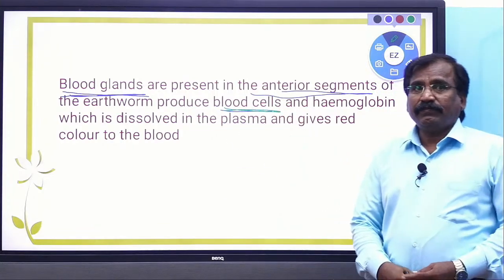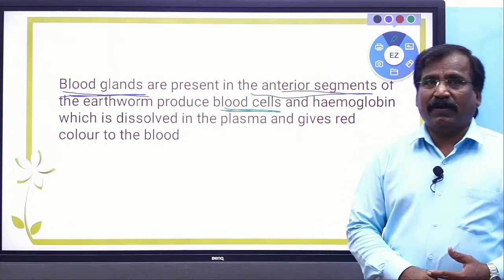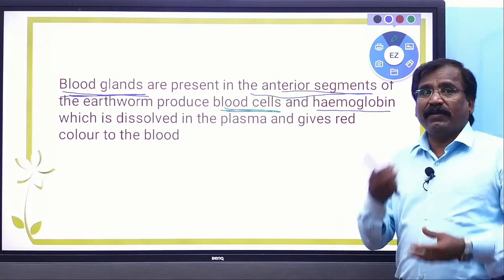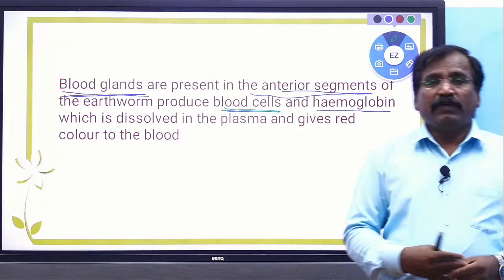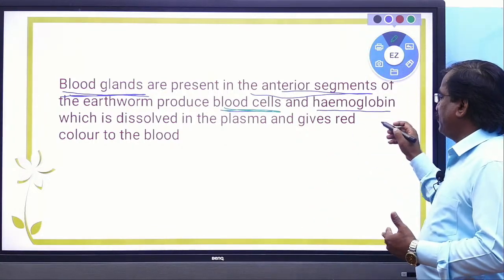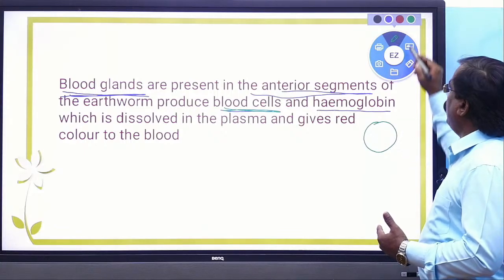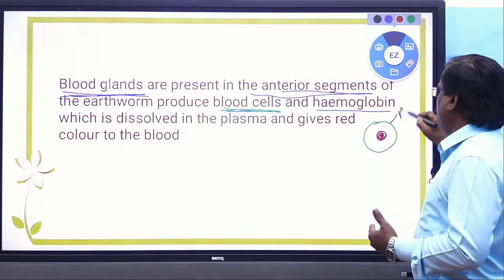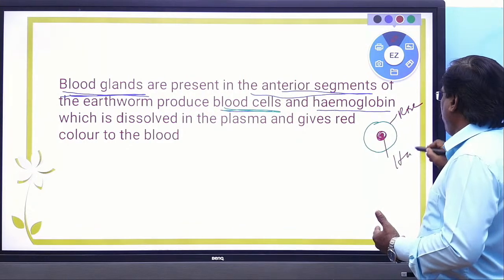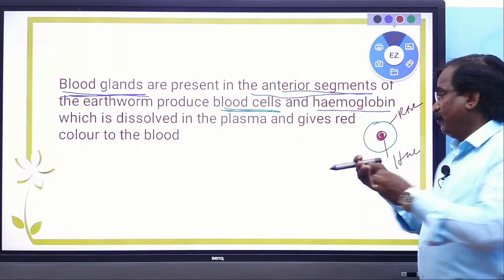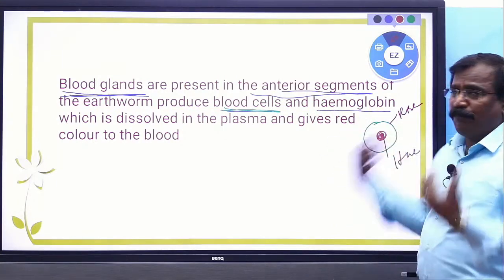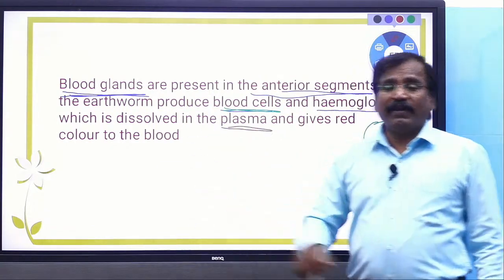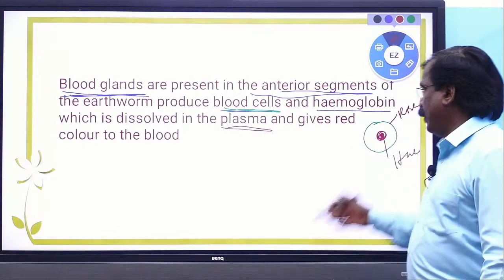And here the respiratory pigment in the earthworm is called hemoglobin, which transports the oxygen. In our body, the hemoglobin is lodged in the RBC. This is RBC. Inside the RBC, the hemoglobin is located. But here the pigment is hemoglobin, but it is dissolved in the plasma, not packed inside the RBC.